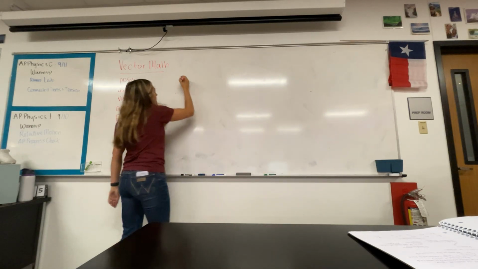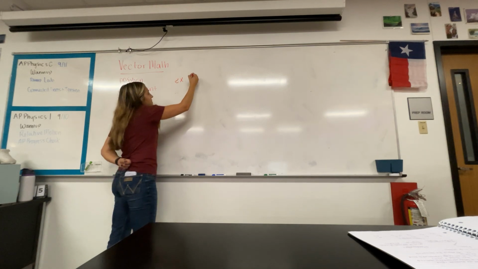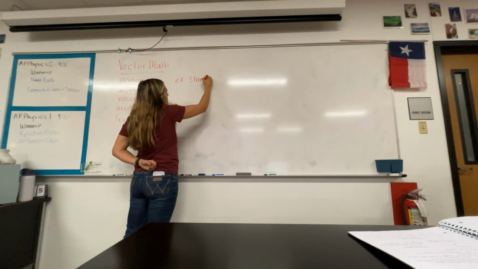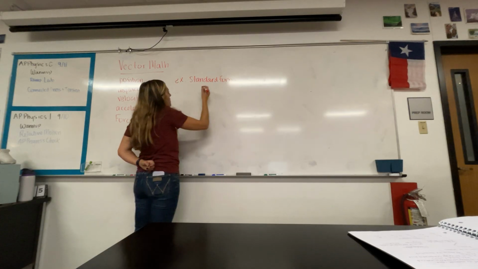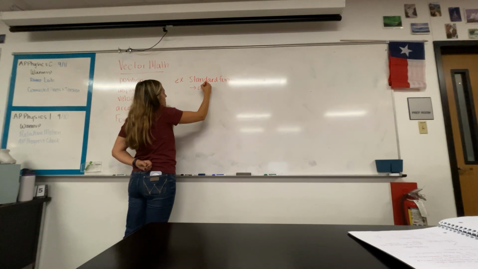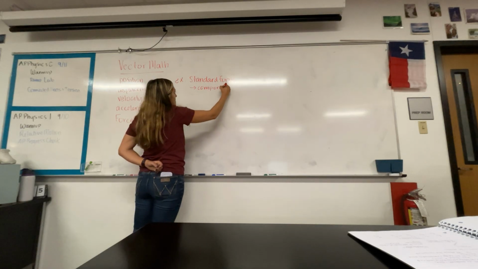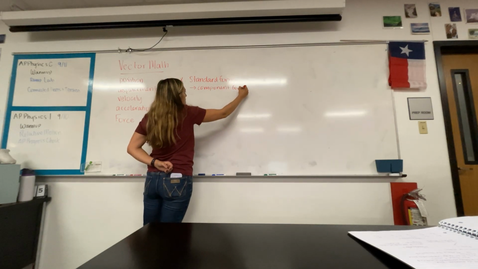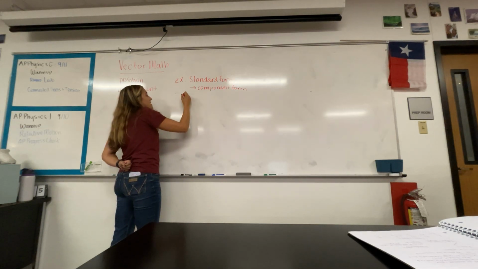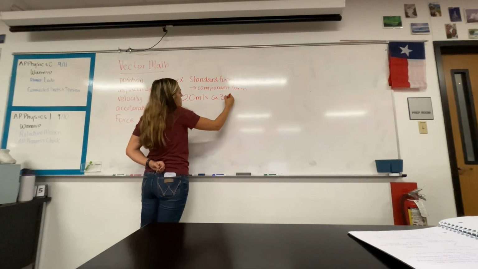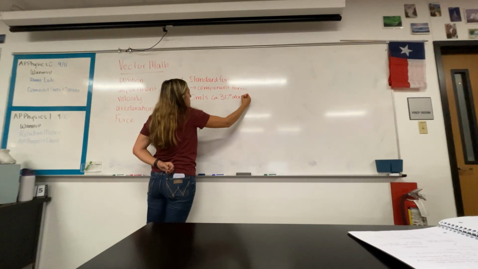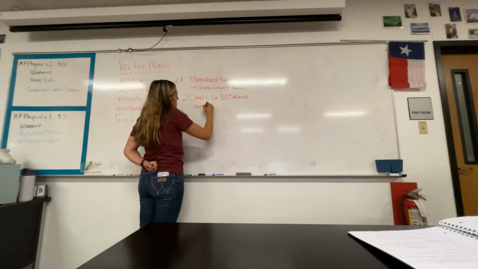So let's take an example where we're given standard form and we want to turn it into component form. I'm told that I kicked the football at 20 meters per second at an angle of 30 degrees above the horizontal.